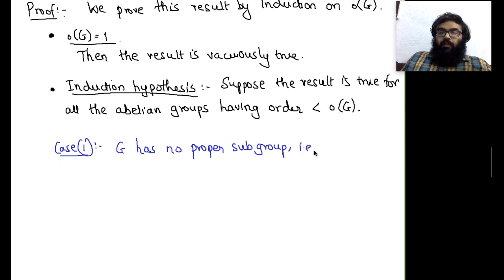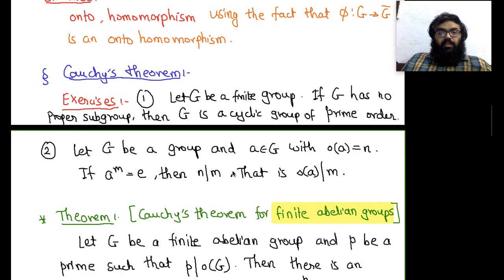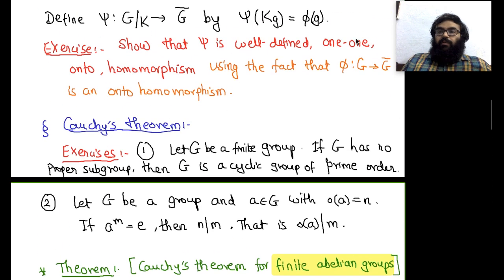That is, G has no proper subgroup. So the only subgroups of G are the identity and G itself. This is the first case. And in this case, by the exercise, that is why this exercise was given, it will be useful here.